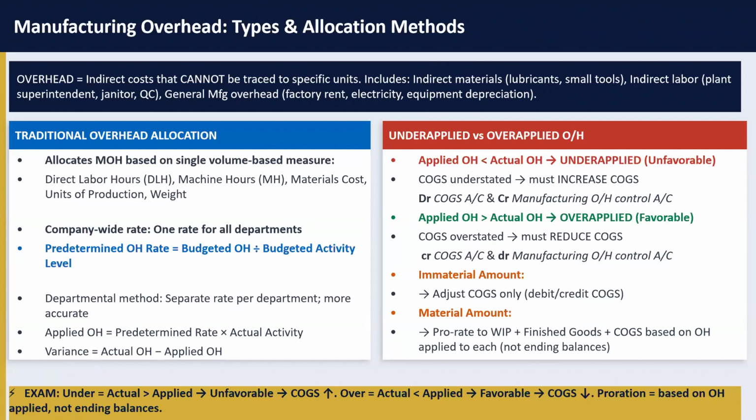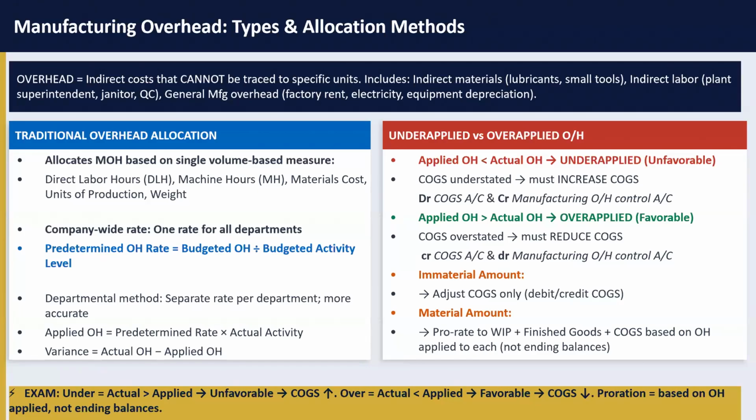Overheads include indirect materials such as lubricants or small tools, and indirect labor such as the plant superintendent, janitor, or quality control personnel. All these people are intended to maintain the good working condition of plant and equipment. It is a supporting activity, not what becomes part of the product. That is why it is indirect. Then general manufacturing overhead such as factory rent, electricity, and equipment depreciation all come under overhead.